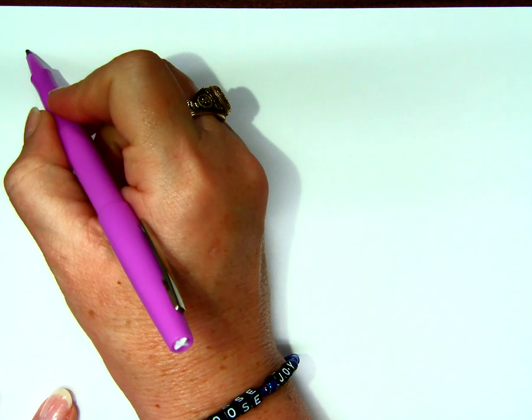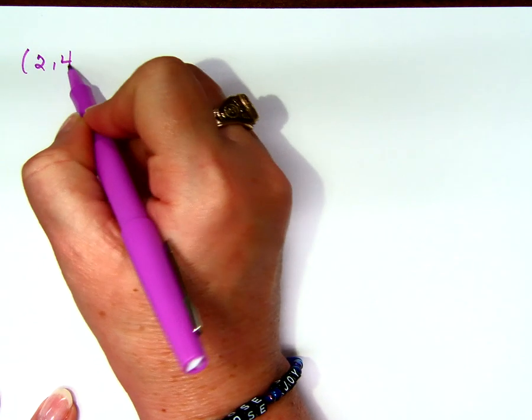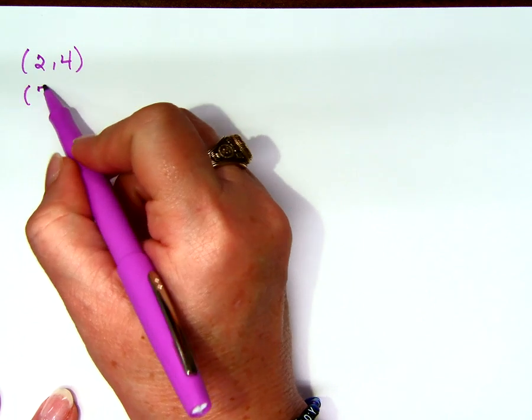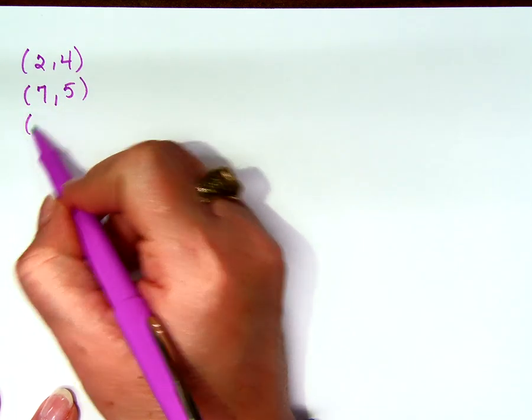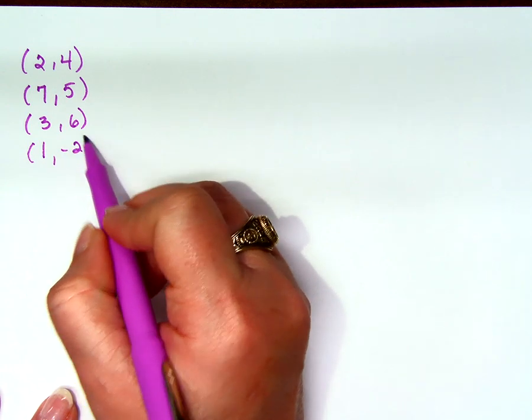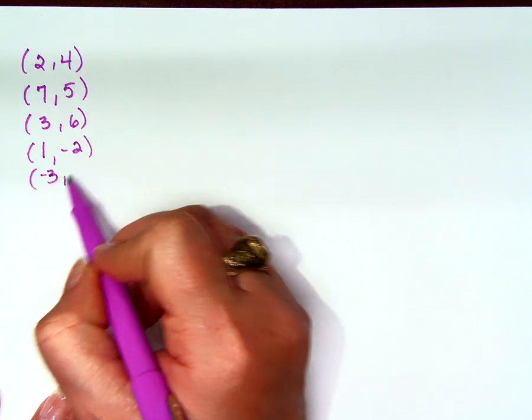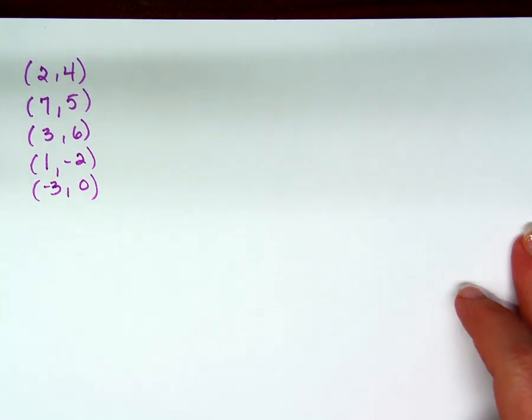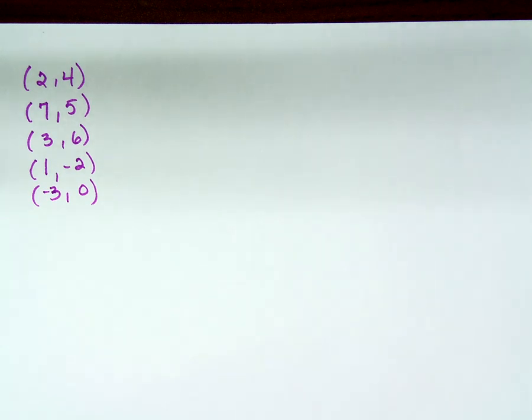Okay, so this set of points right here that I'm going to give you: (2, 4), (7, 5), (3, 6), (1, -2), and (-3, 0). Is this a relation? Yes, because I told you here's the set of points and they're together, right? Is this relation a function? How do you know that this relation is a function?